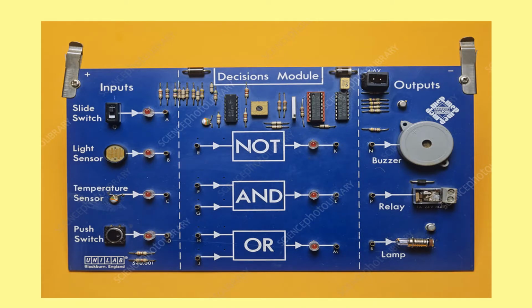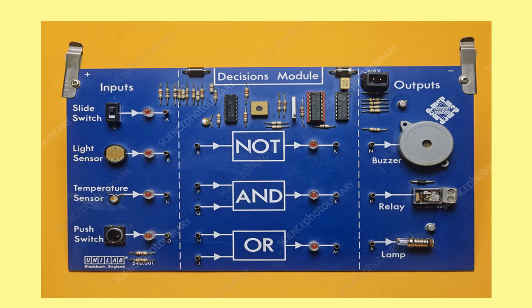We can see a decisions module just here. You may have seen these in class before, but if not, I'm going to run through it a little bit. We've got some input devices on the left-hand side. You should have already gone through those. So we've got a switch, a light sensor, a temperature sensor, and another type of switch there. Our outputs on the right-hand side, we can see are a buzzer, a relay, and a lamp.